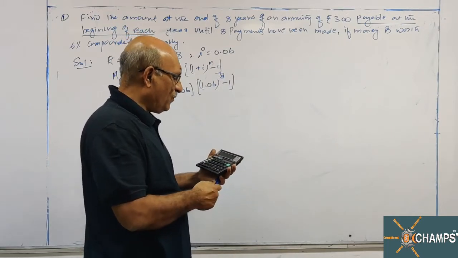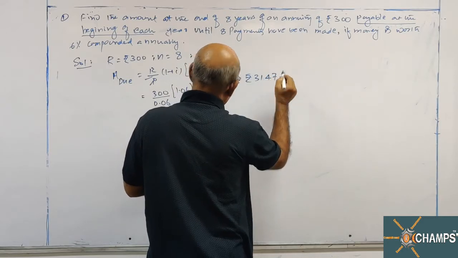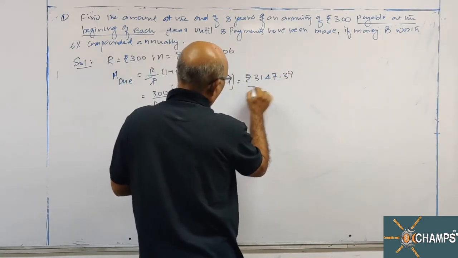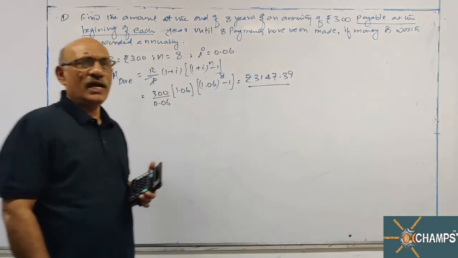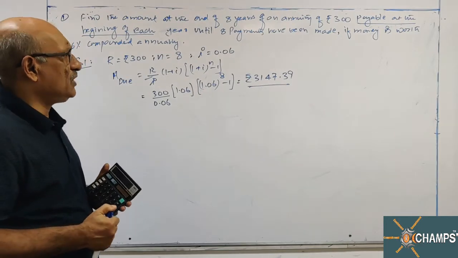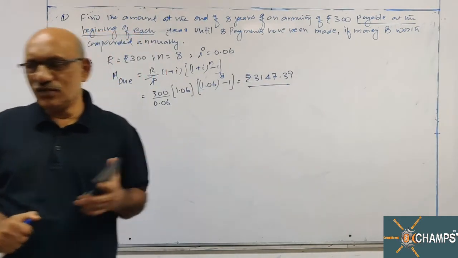It is rupees 3147.39. This is the amount you are going to receive at the end of 8th year. 300 rupees is deposited in a bank at the beginning of each year. Okay, this is the first question.